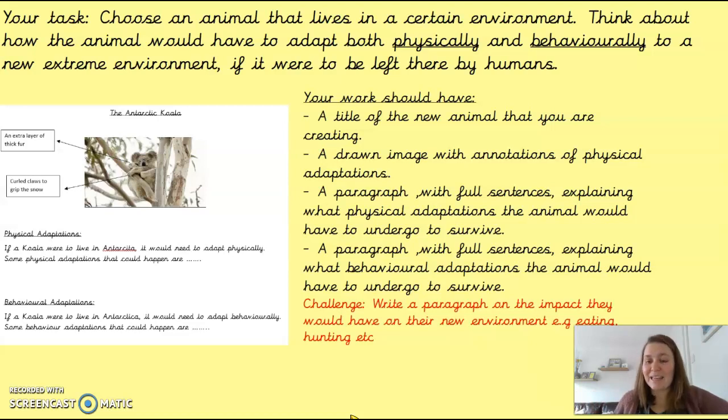So get creative with it, but think back to yesterday and looking at the animal's real adaptations to make them believable, okay? So it's going to be creative, it's going to be a little bit silly, but it's also going to have that science base because you need to think about what they would have to adapt to suit a new extreme climate. So it might be a desert climate, a rainforest climate, a polar region, okay? Look forward to seeing what you get up to.